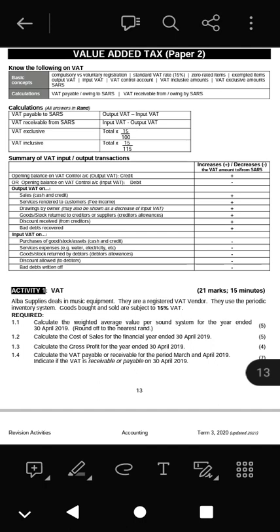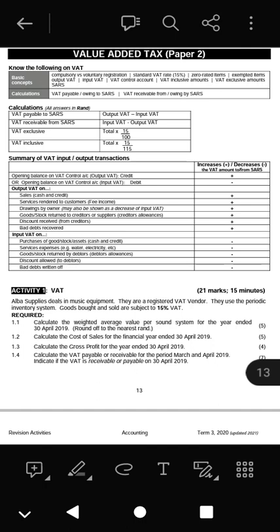All right, when we are looking at the opening balance on the VAT control account, if the opening balance is credit or it is output VAT, it means that it is a plus. If the opening balance on the VAT control account is input VAT or on the debit side, it means it is a minus.